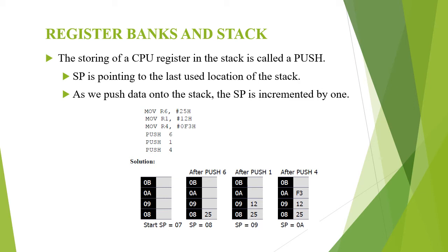Now push 4 means the content of register R4, that is 0F3H, will be moved to the location which is currently pointed to by the stack pointer. So F3H will be moved to the location 0AH. This way the content is moved to the stack from the registers, and the stack pointer value will be incremented. After the code is executed, the stack pointer will be pointing to the location 0BH for the next set of instructions which will be executed.